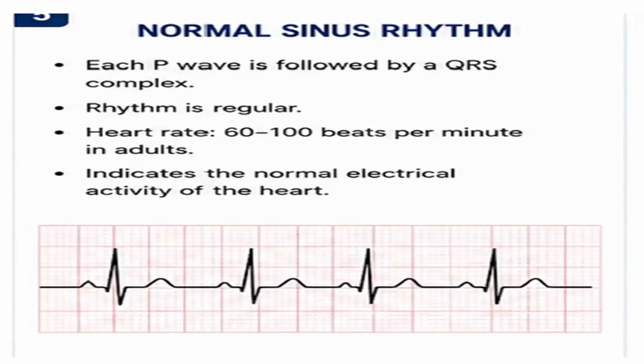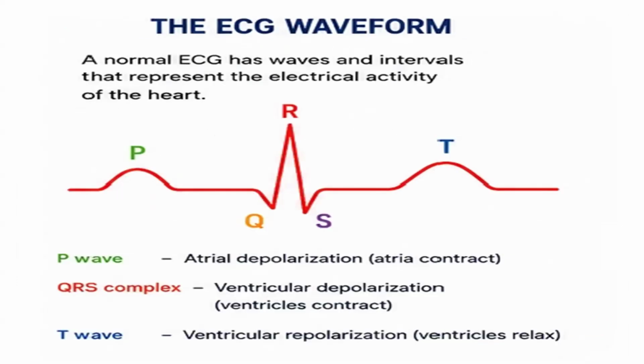The QRS complex represents ventricular depolarization. This is when both ventricles receive the electrical signals and contract to pump blood to the lungs and the rest of the body. Normally, the QRS duration is less than 120 milliseconds. A widened QRS complex may suggest bundle branch block or abnormal ventricular conduction. Because the ventricles are much larger than the atria, the QRS complex is taller than the P wave.